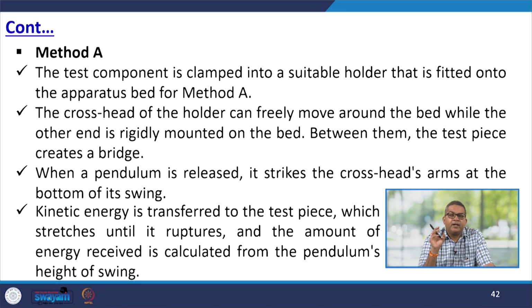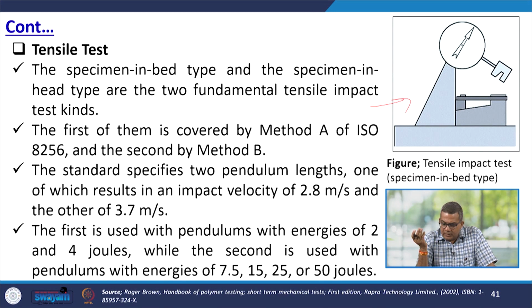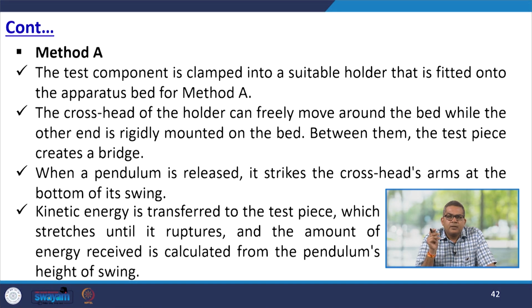Let's talk about method A. The test component is clamped into a suitable holder, and that is fitted onto the apparatus bed for method A. The crosshead of the holder can freely move around the bed while the other end is rigidly mounted on the bed. Between them, the test piece creates a bridge, like here. When the pendulum is released, it strikes the crosshead arm at the bottom of its swing. Now the kinetic energy is transferred to the test piece, which stretches until it ruptures, and the amount of energy received is calculated from the pendulum's height of the swing.